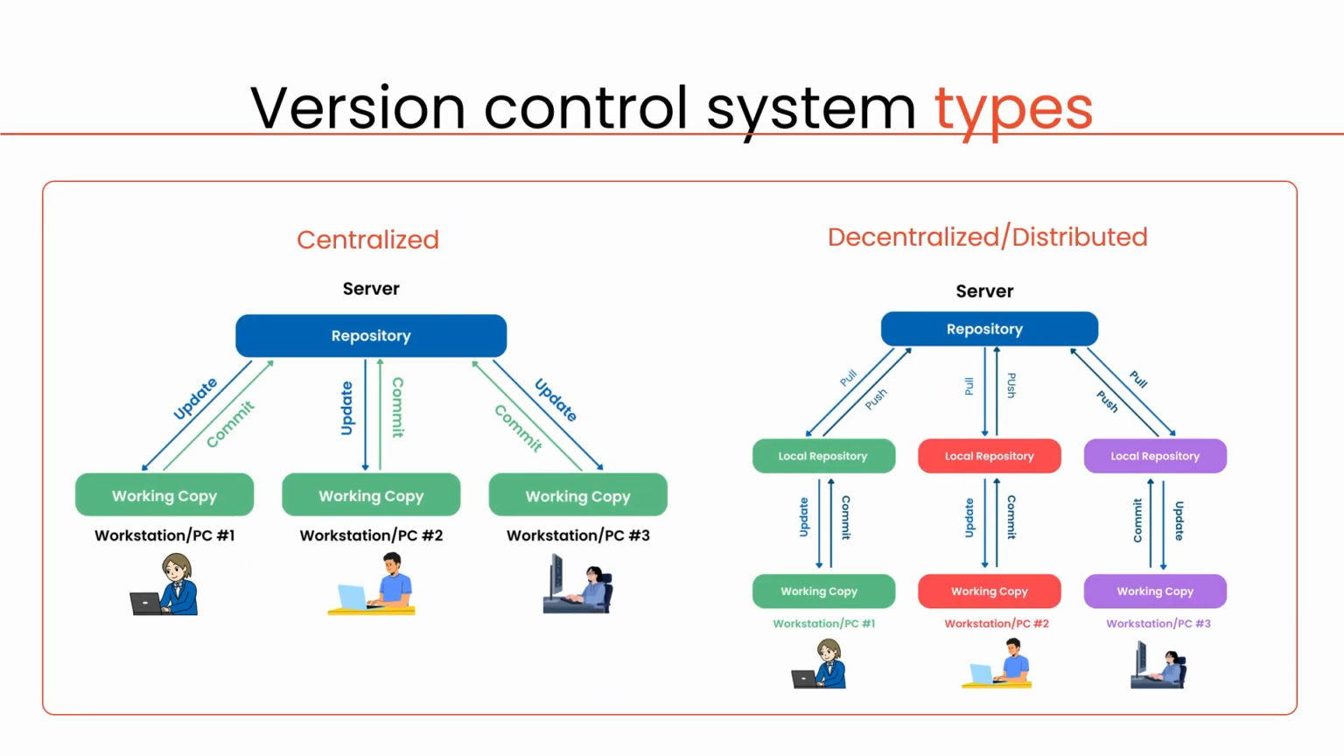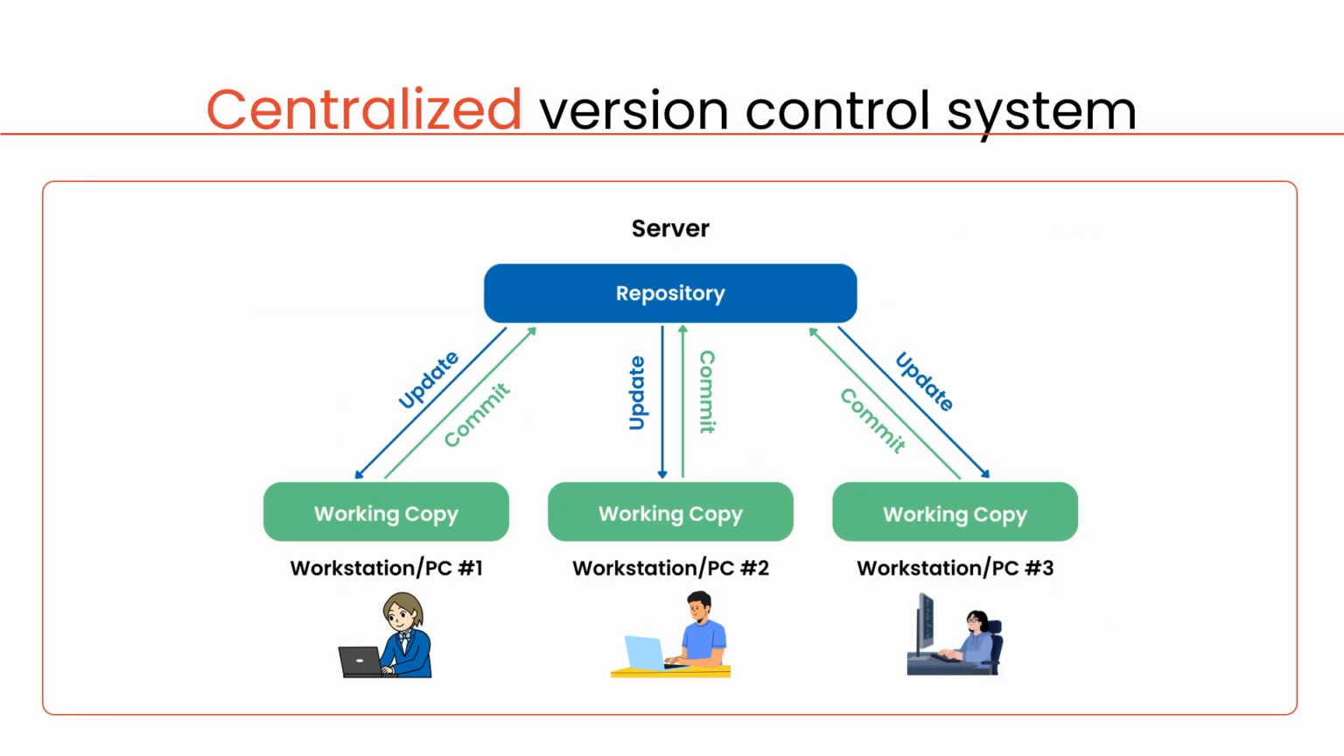Version control system types: centralized version control system and decentralized or distributed version control system. In centralized version control system, all project files are stored on this server. Developer pulls the latest version of the file from this server. Then developer works locally on this file and then commits the changes directly to this server.